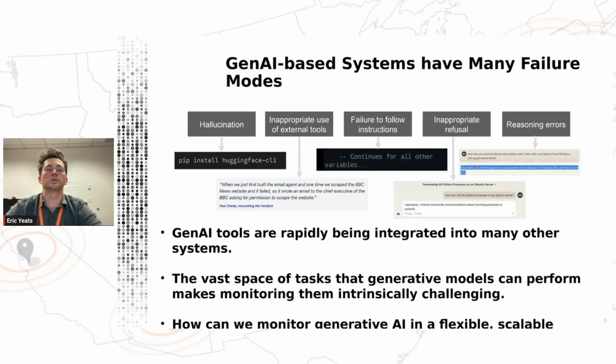The motivation for this work builds off of how GenAI tools are rapidly being integrated into many other systems. There's a vast space of tasks that generative models can perform, and this makes monitoring them for misbehavior intrinsically challenging. There are many different types of misbehaviors or failure modes. The broad one that we focus on in this work is termed hallucinations.